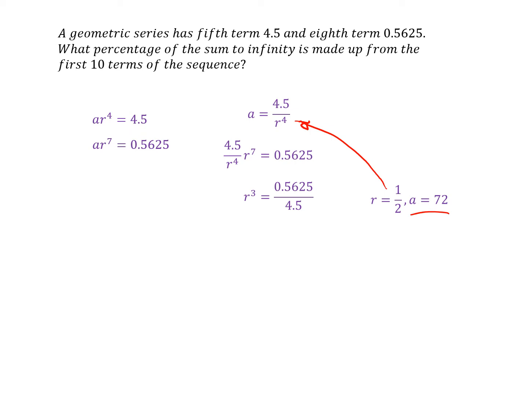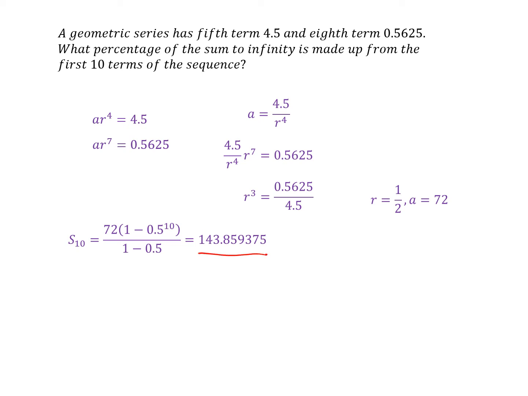So I'm now in a position where I can start answering the question. I need to find the sum to infinity, and I need to find the sum of the first 10 terms. So the formula for the sum of the first 10 terms is a times 1 minus r to the n over 1 minus r. So putting a is 72, r is 0.5, and n equals 10, I get this number.